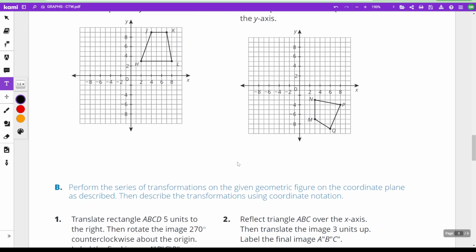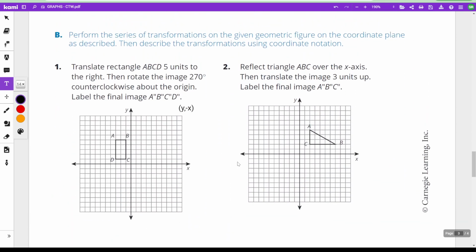Okay. So now I want to talk about how we can combine these translations, reflections, and rotations in this section here. So question 1 here wants us to translate ABCD 5 units to the right, then rotate 270 degrees counterclockwise about the origin. So let's go ahead and do the translation first. If we slide A to the right 5 units, it is going to be located here. B will be located here. D and C.